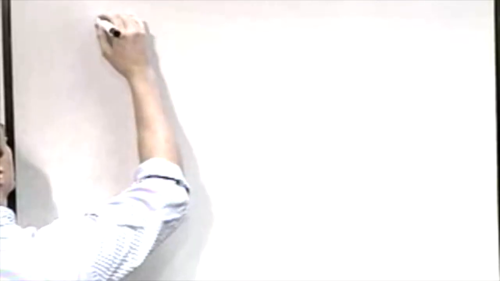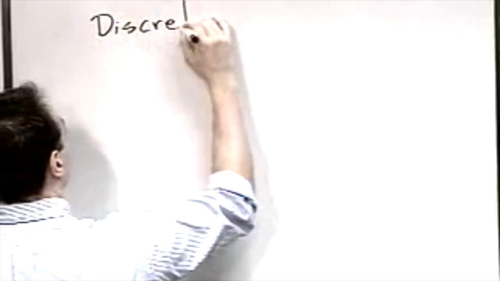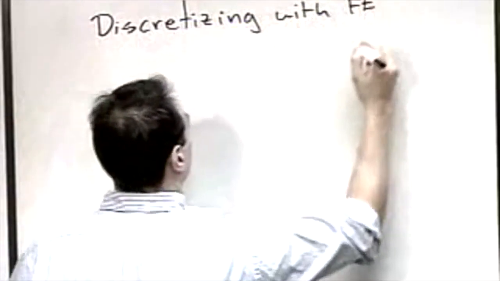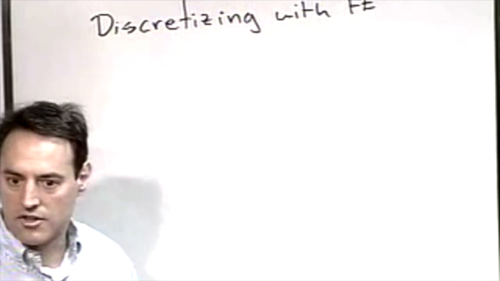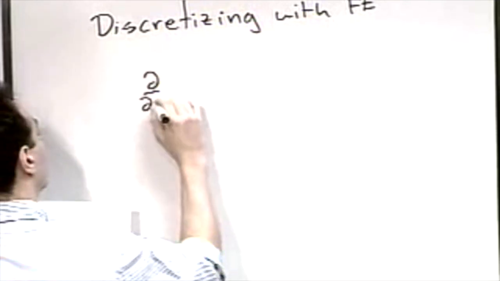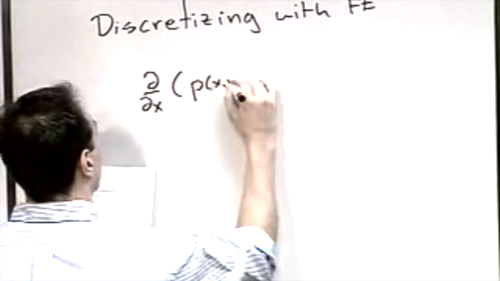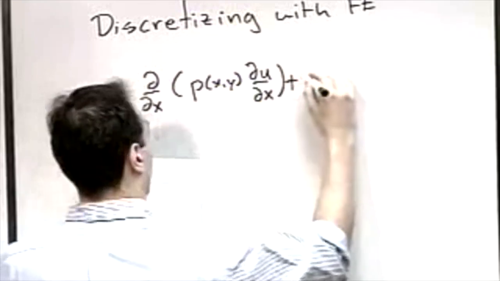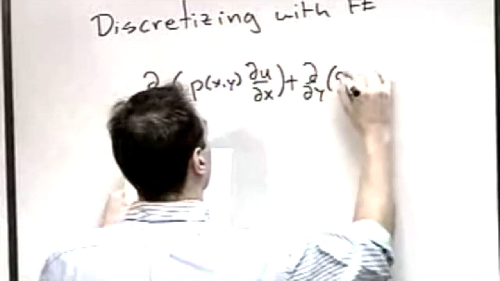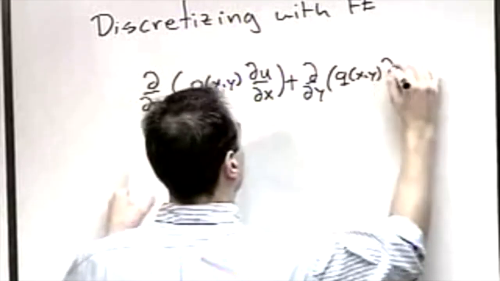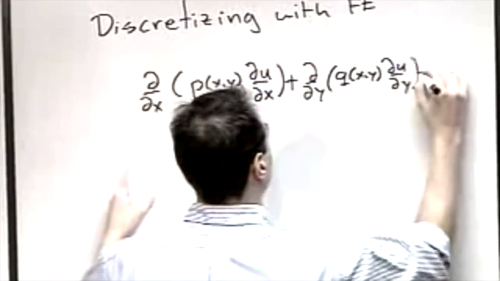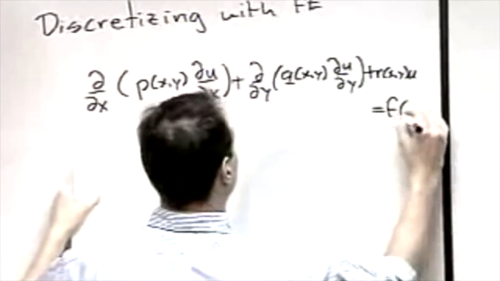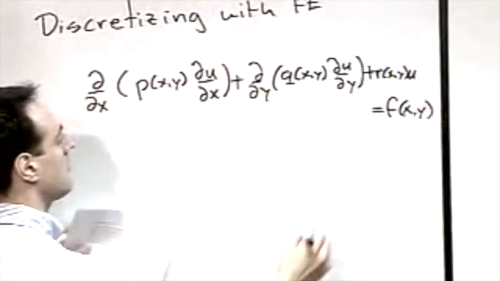Let's consider discretizing now with finite elements. In particular, let's consider a specific equation, and let me show you right away that there would seem to be a problem. R(x,y) u equals f(x,y).